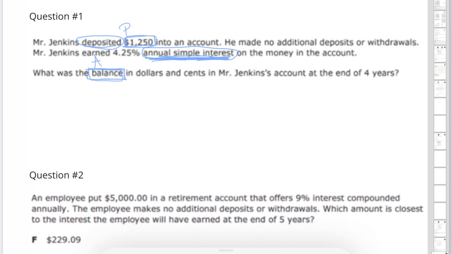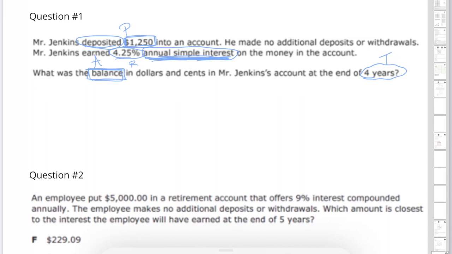Other keywords, I see account here. So I know we're talking about money in an account. But I don't think there's too many more other important words, but I do see a few more numbers that we need to circle. So first number I see is 4.25% right here. And I know that 4.25% is my rate because it has a percent sign. And every time I see that percent sign, I know that is my R or my rate. The next number I see is 4 years. And 4 years I know stands for my time, or T.